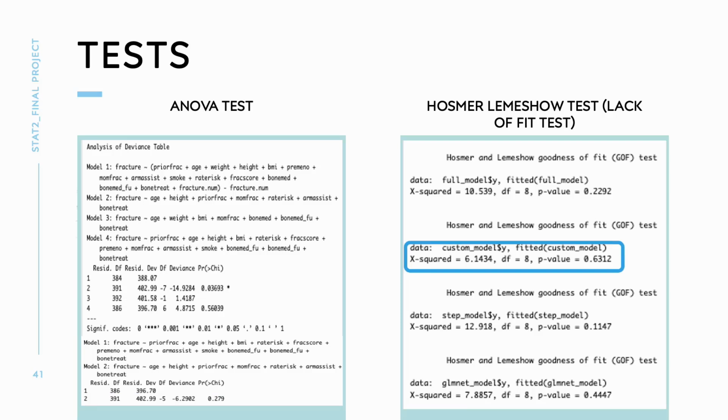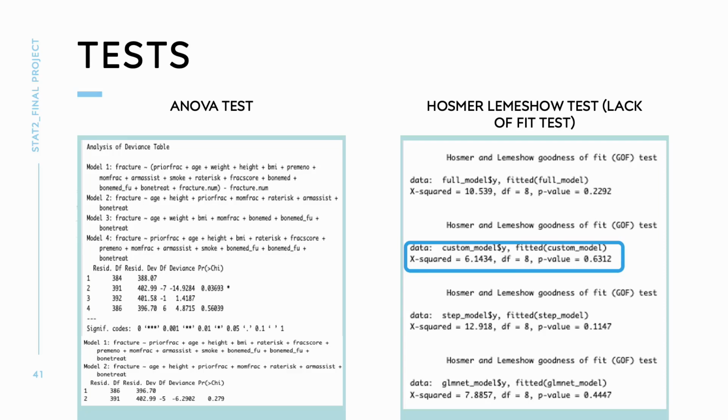Look to the right. This is a Hosmer-Lemeshow test, or a lack of fit test, for logistic regression models. A p-value higher than 0.05 indicates that there is no evidence of a poor fit. The custom model, with the highest p-value of 0.6, would be considered to have the best fit among the models according to this specific test. So it contradicts a little bit what we see in the summary and the ANOVA tests on the left.